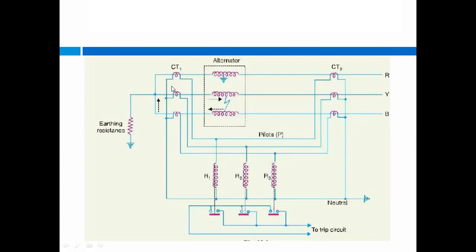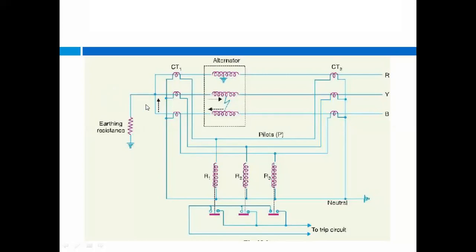Now what is actually the difference? We are connecting these current transformers before this alternator and after it also, so we can connect them in star, and also in delta. No issues here. Here we are connecting it in star.